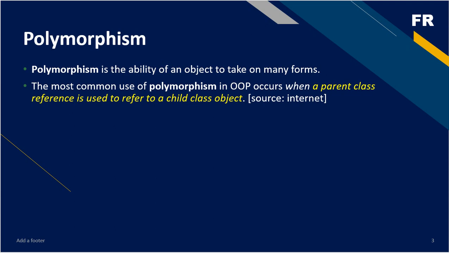The most common use of polymorphism in object-oriented programming occurs when a parent class reference is used to refer to a child class object. As you can see, the relation is different. Inheritance goes from top to bottom, but here we are going to declare an object of a parent class, through which we'll be able to access the features or the functions of a child class.